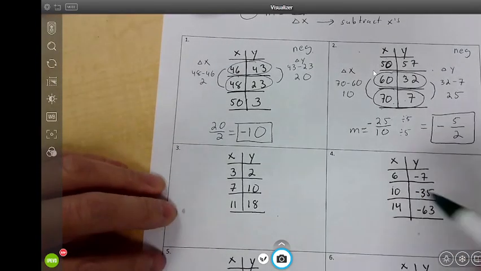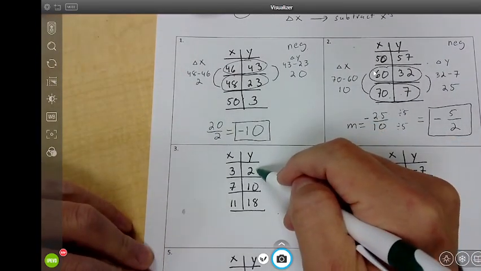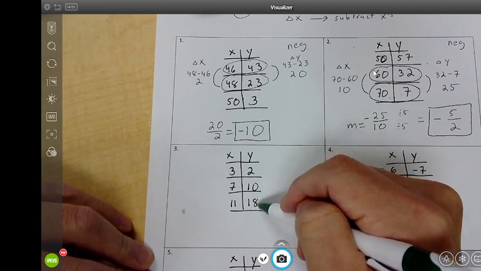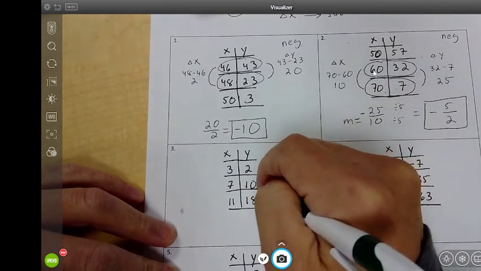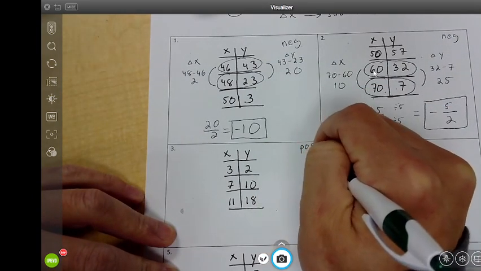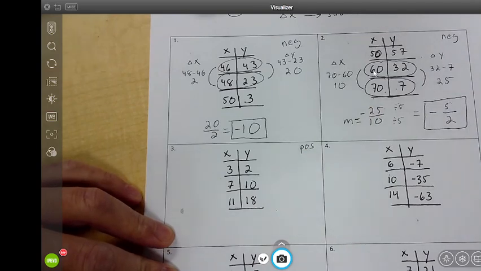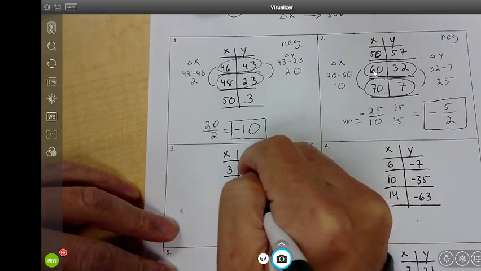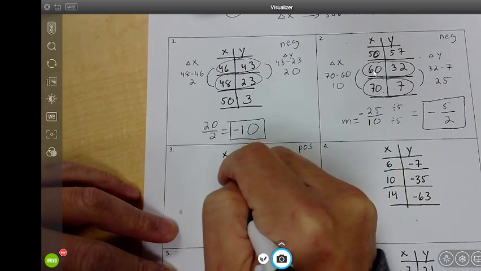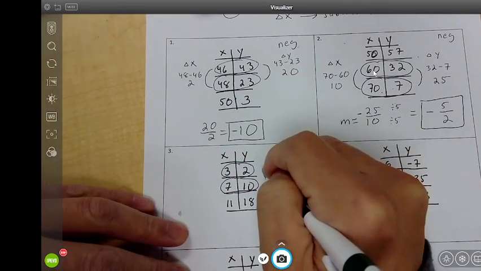Same thing. Let's look at the y. As we go down the table, y is getting bigger. So since y is getting bigger, this is going to be a positive slope. Alright, let's find our change in y and our change in x. Alright, circle the first two points.